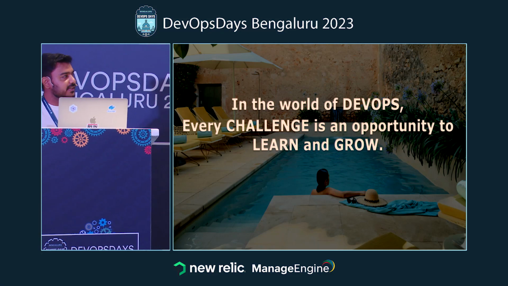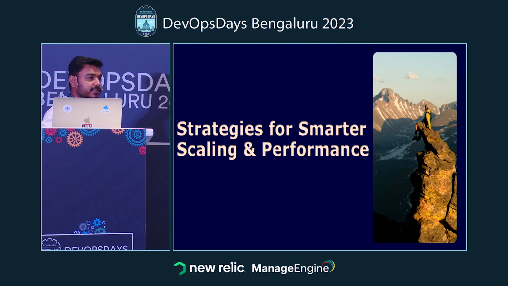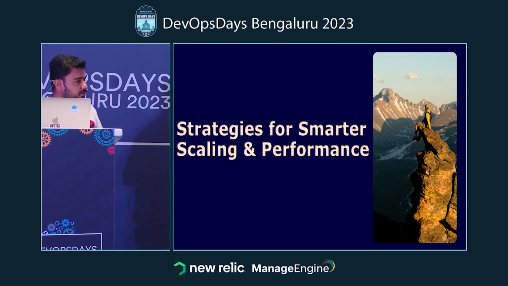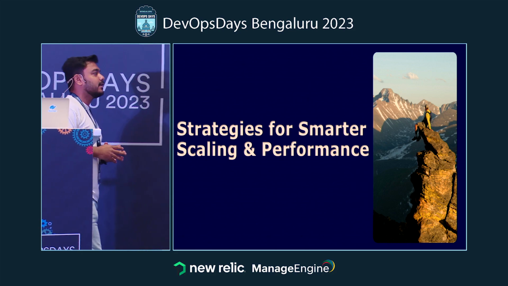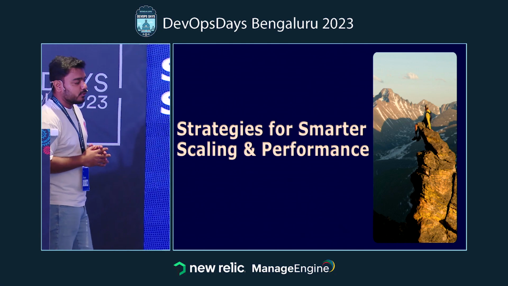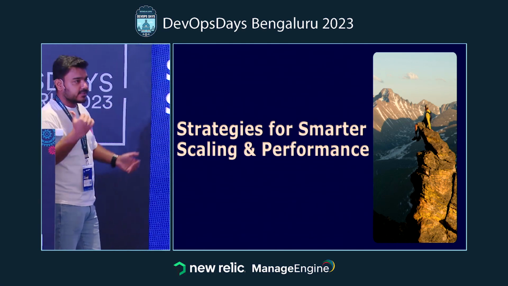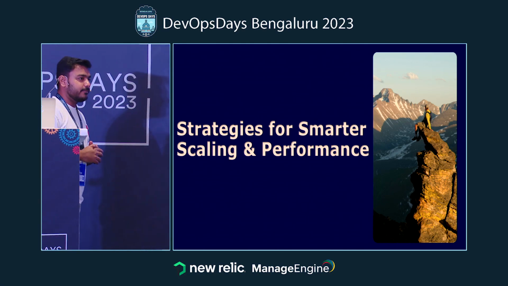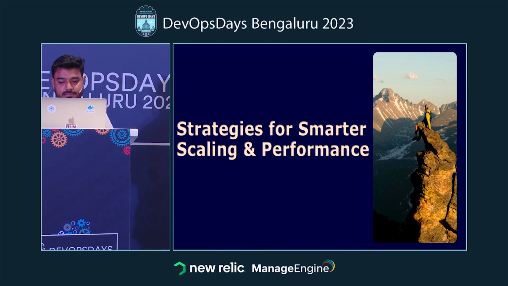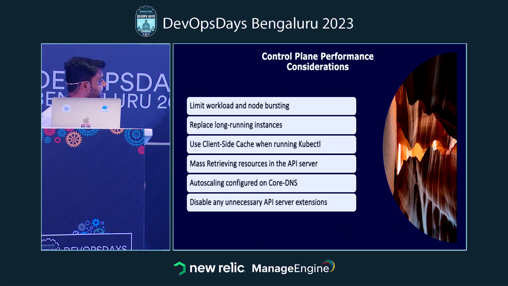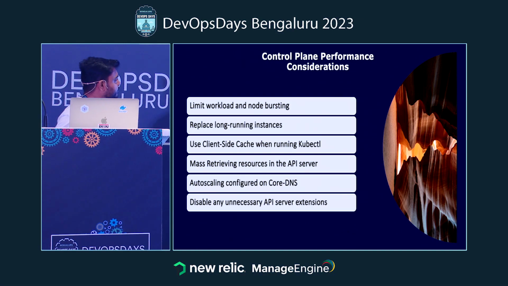So we implemented some strategies for smarter scaling so that we can reduce the number of workloads on the clusters. Apart from that, we can remove all those bottlenecks that Anchal explained earlier, so that we do not face the same downtime for our application and the production loss.